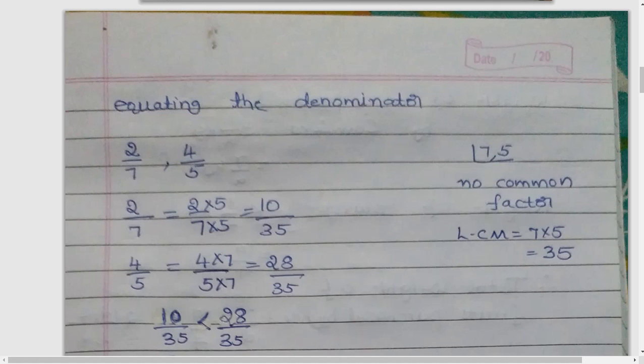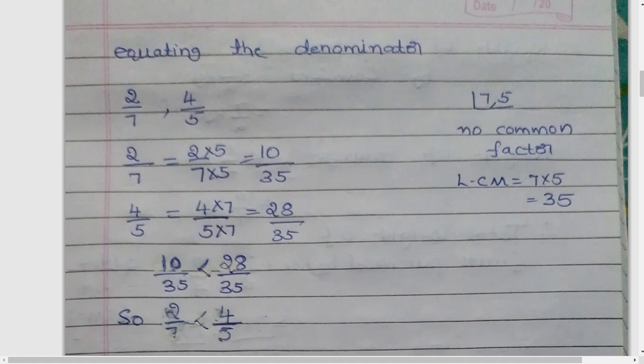Now the denominators are equalized, compare the numerators. Since we have to see who solved the lesser part, we will see which is the smaller fraction. Among the numerators 10 and 28, 10 is the smaller numerator. So 10 by 35 is smaller, and the given fraction is 2 by 7.